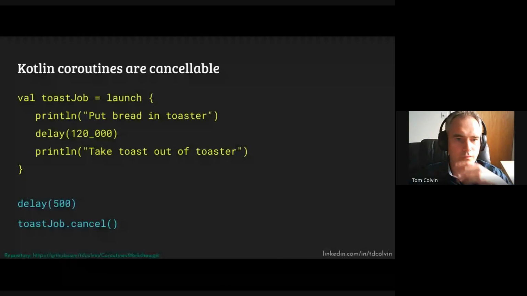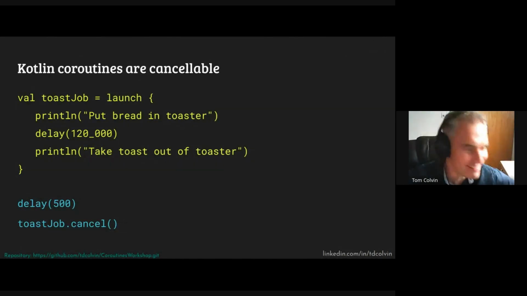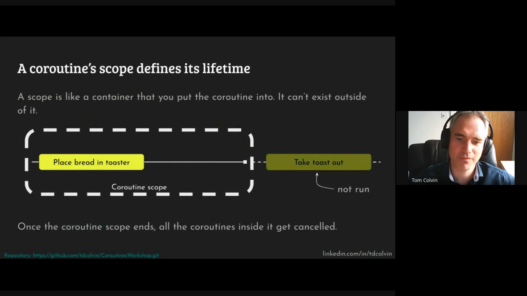Okay, so let's move back to here. So that's cancelling a coroutine. Now we are getting to the real exciting bit: understanding where coroutine scopes come in. A coroutine scope is like a container for a coroutine that limits its lifetime.